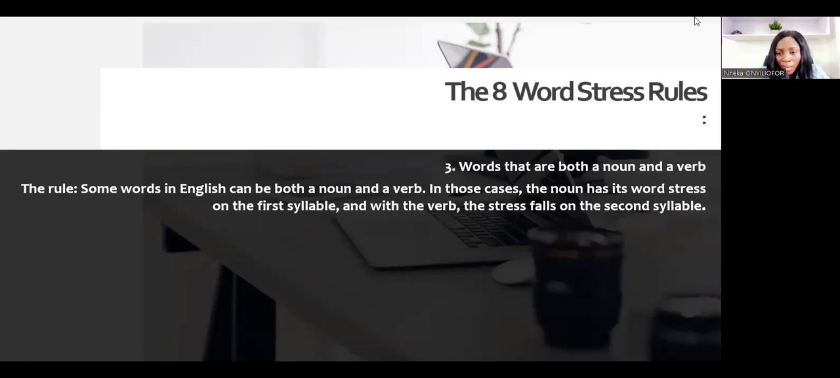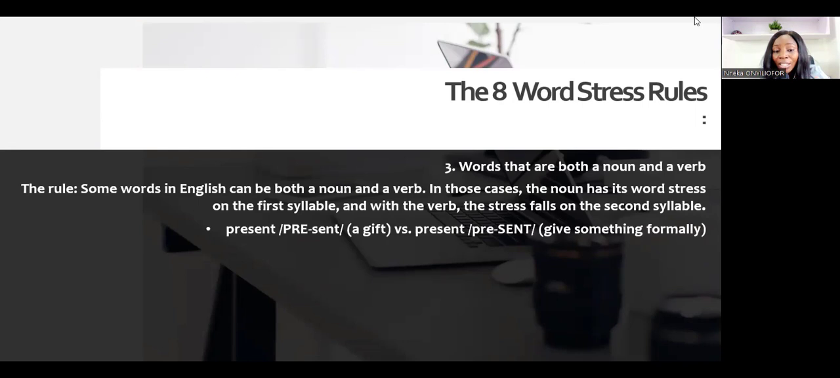Now, rule number 3, words that are both a noun and a verb. We all see in English how certain words, if stressed in one way, will produce the noun, and if stressed in a different way will produce a verb. Let's take a look at some of these examples. The noun has its stress on the first syllable, which corresponds to the first rule, while the verb is stressed on the second syllable. So it corresponds to the first and the second rule.